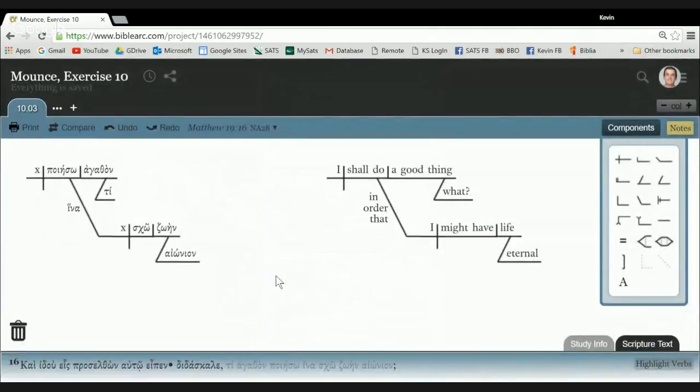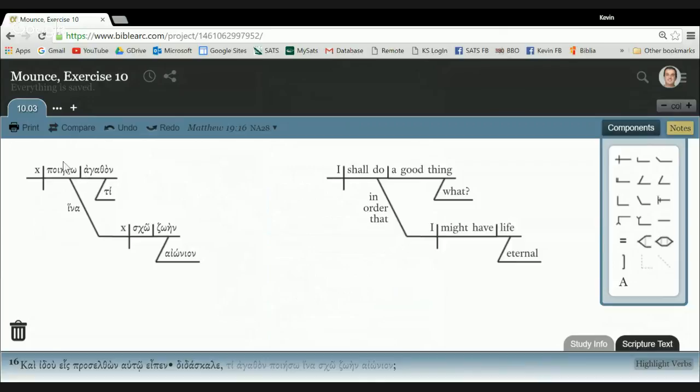This one caused some discussion. This is number 3. You might benefit from having the question handy if you can, because in writing the diagram we invariably fiddle with the word order. So what we again have here is poieso as the verb. It means I shall do, or in context I must do.